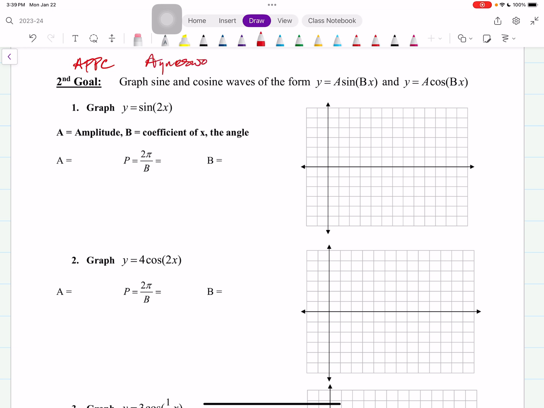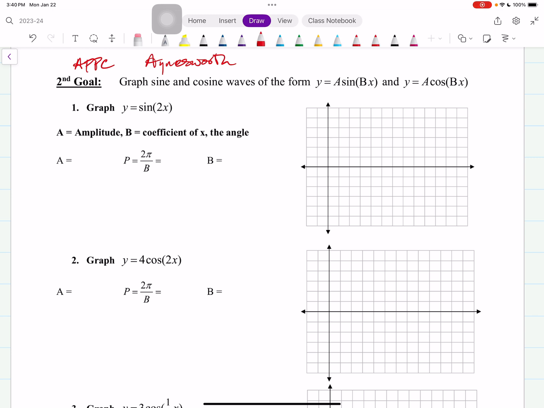Here, my name is Mr. Aynesworth, as I just said, and we're going to get into graphing untranslated sine and cosine functions in the form of a sine bx and a cosine bx. So take a look at the top in our goal. All right, so let's start off with sine of 2x, and then let's determine what we need to.